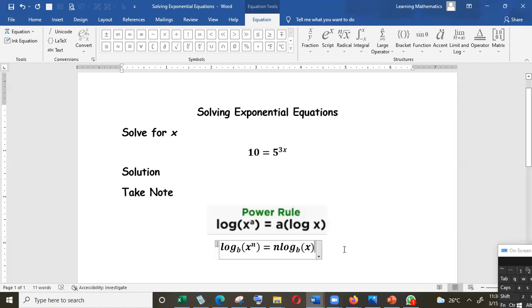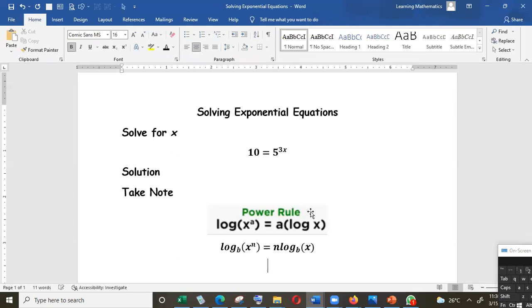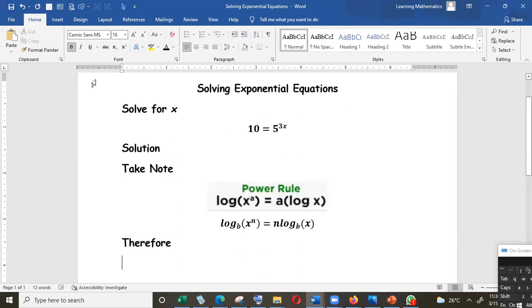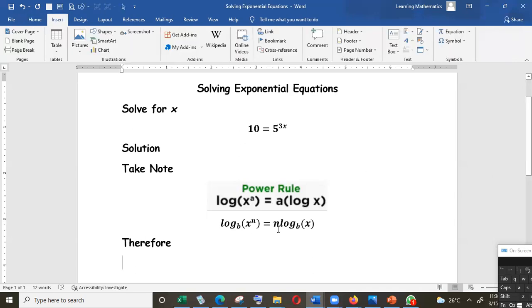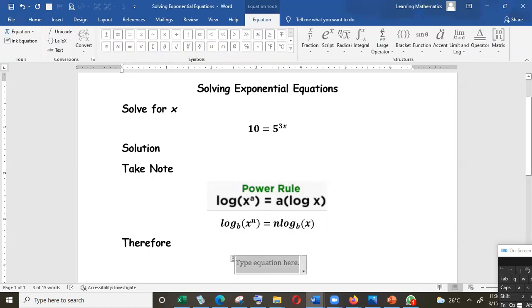Okay, so now we're going to apply this rule, for want of a better way of saying it, bring down the 3x. Okay, bring it down in front of the log. Now remember, we have 10 is equal to 5 raised up to 3x. Remember we said whatever you do on one side, you do on the other side. If I multiply, and I put this in a bracket just to prove a point.